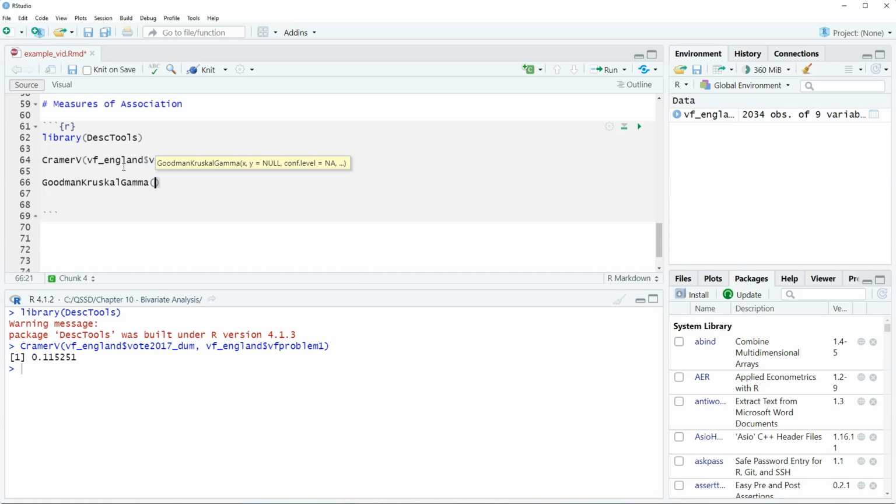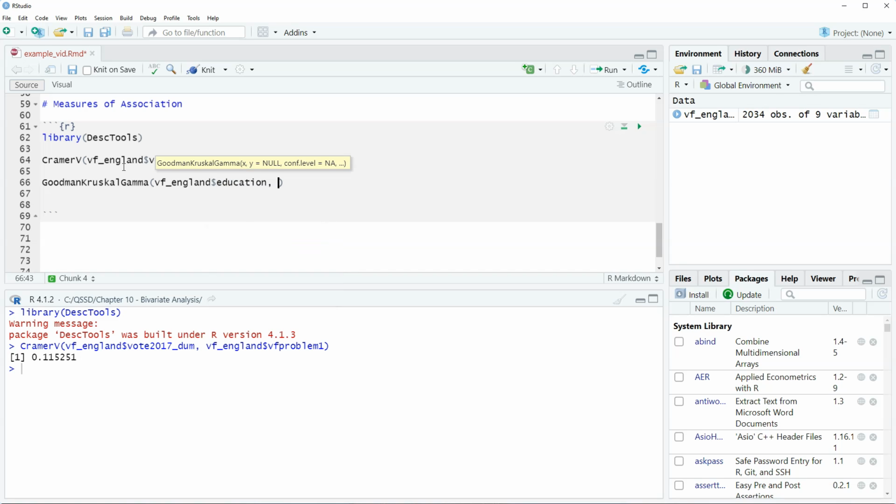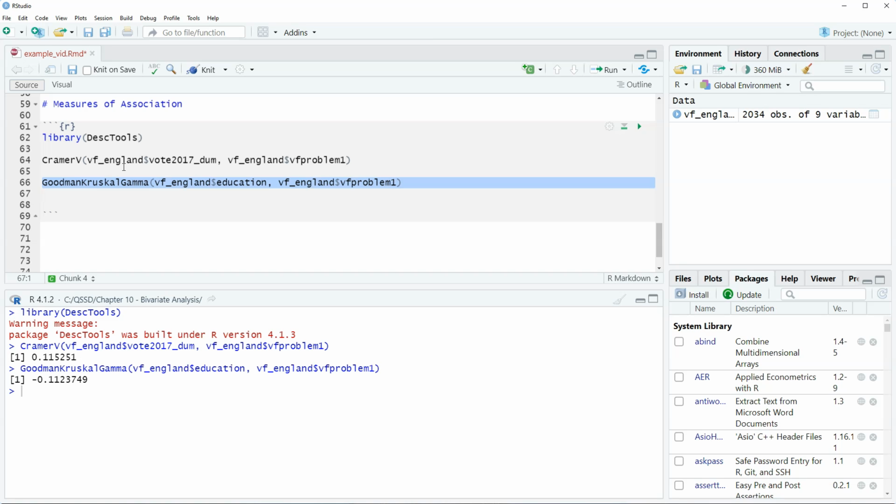We can't use the vote from the previous one because that's nominal. We are going to use people's education. So we're looking to see whether or not there's an association between people's education level and their view on whether voter fraud's a problem. Okay, so it's negative 0.11. We can conclude from that there's a negative weak relationship.